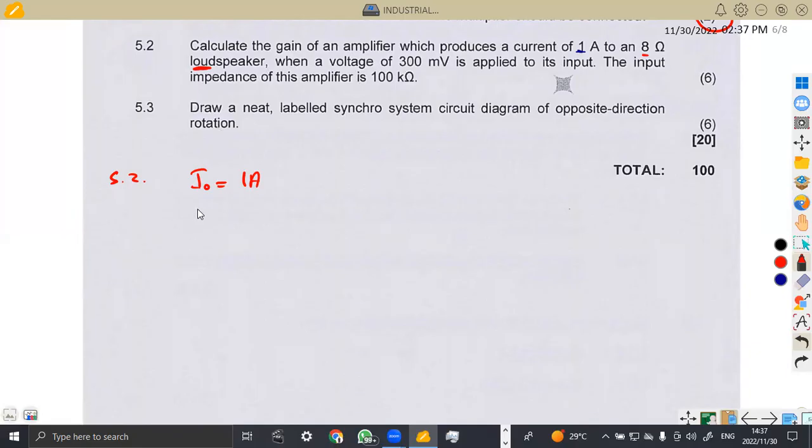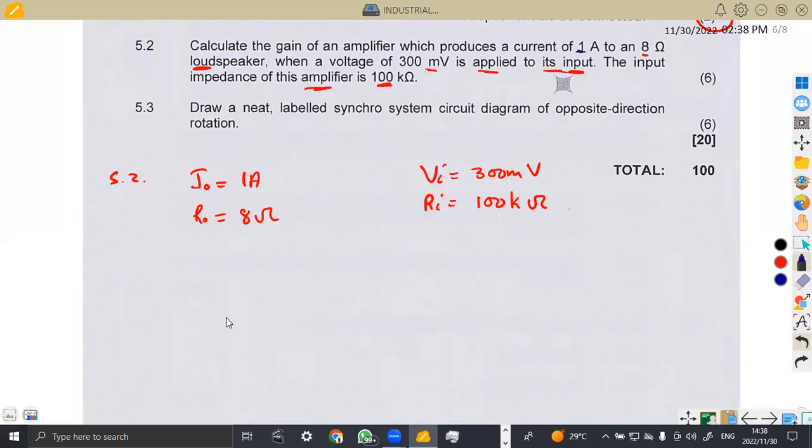So we've got resistance, which is R out of 8 ohms, when a voltage of 300 millivolts is applied to its input. So we've got the input voltage of 300 millivolts, and we are given the input resistance of the amplifier. So the input resistance is 100 kilo ohms. Okay, so the question is for us to calculate the gain.